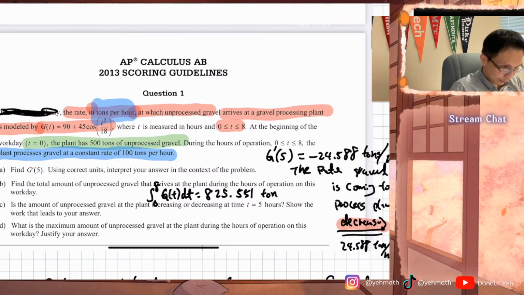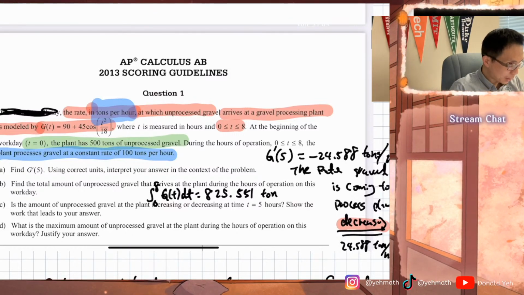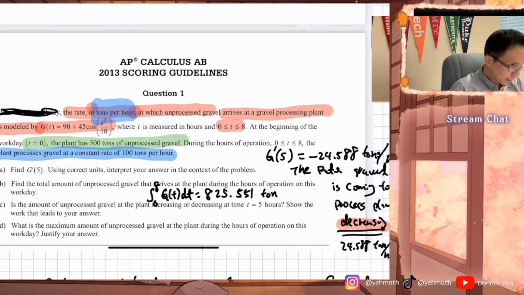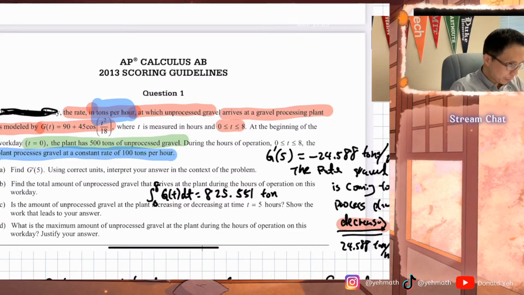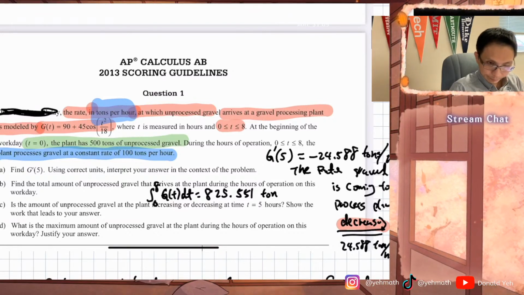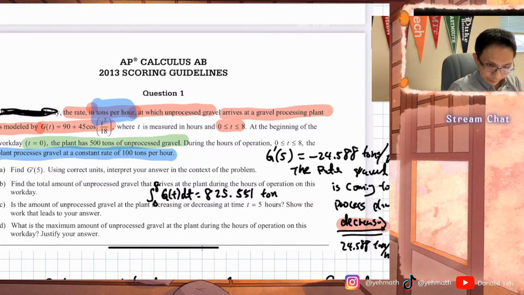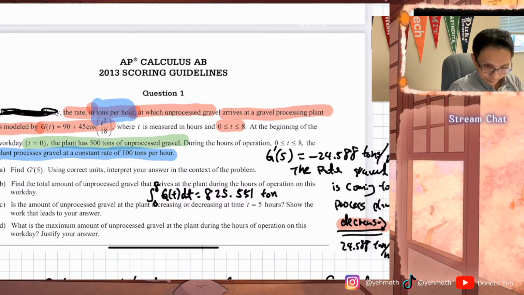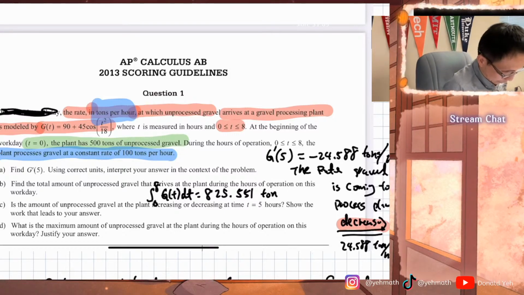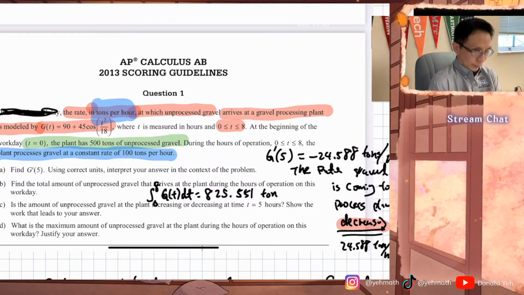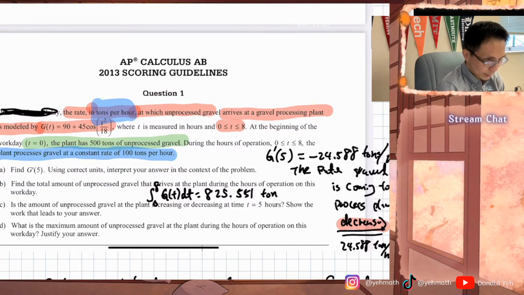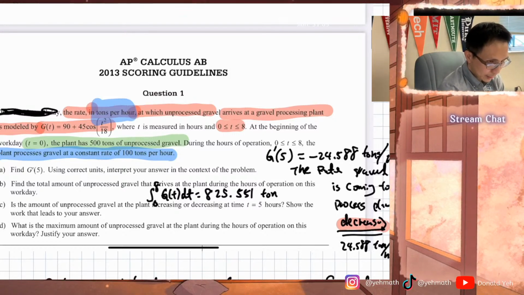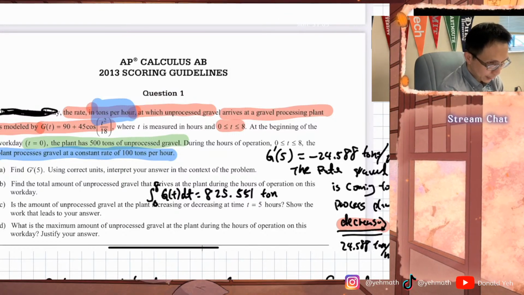You don't have to add the initial condition because that doesn't make sense. So it's asking whether the amount in the process plant is increasing or decreasing at t equal to 5. Show the work that leads to that. The rate gravel is coming to the process plant is decreasing at 24.588 tons per hour squared.